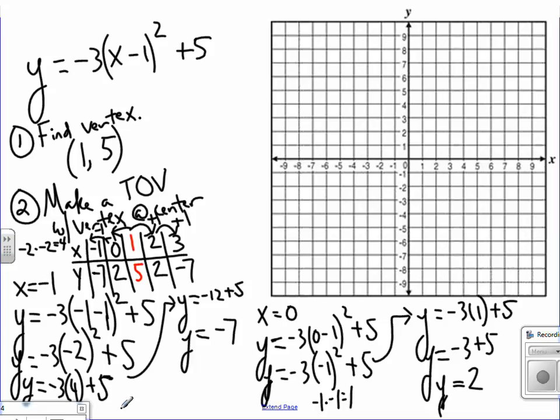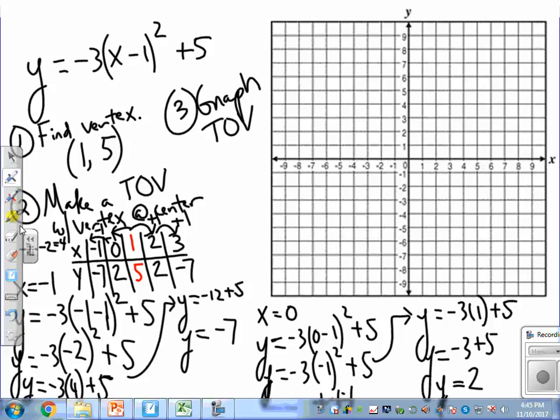Now for step 3. Step 3 is graph your table of values. And when we, oh my god. I'm just a hot mess today, aren't I? Let me do a better job of writing this.